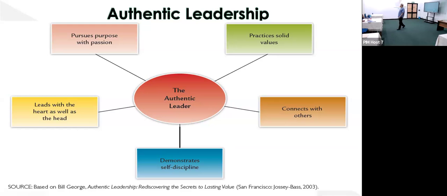5 aspects. What are those? Shall you read out? Pursues purpose with passion. Second one, practice solid values. Third one, connect with others. Fourth one, demonstrates self-discipline. Fifth one, lead with heart as well as the head. Say Gandhi is a classic example, isn't it? He had all 5, isn't it? Particularly self-discipline, you need to have that.